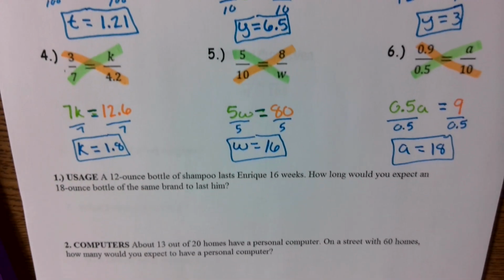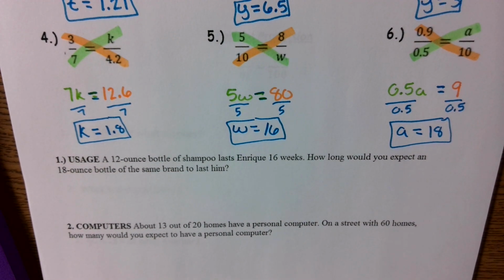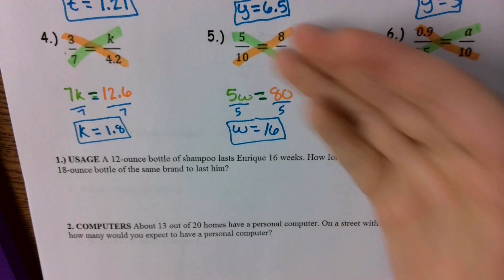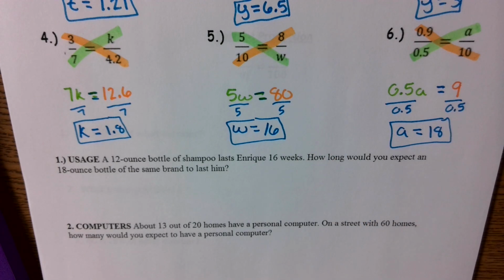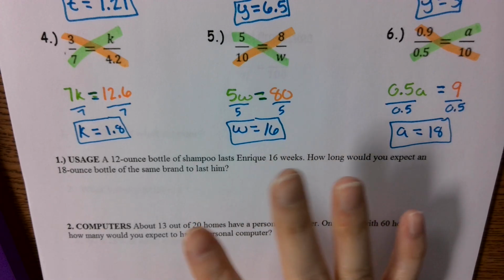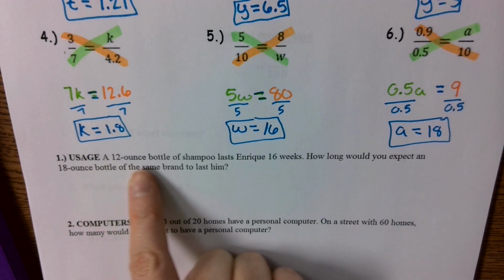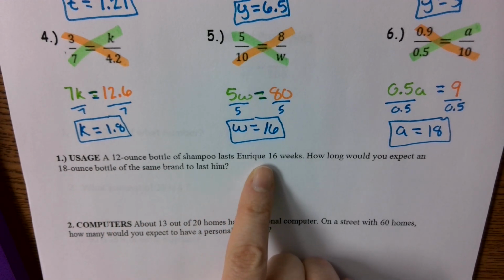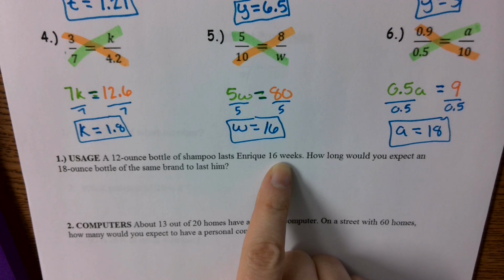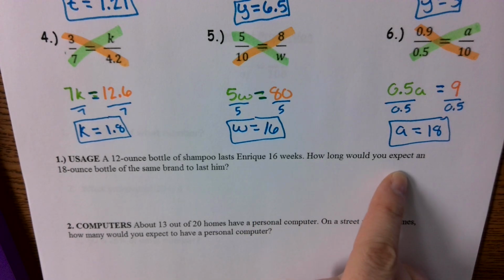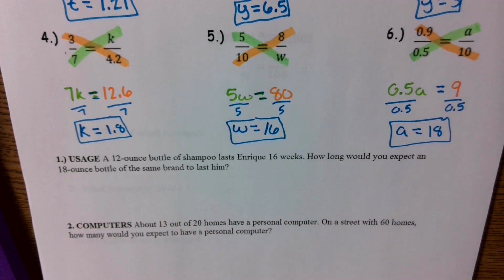All right, taking a look. It's not always just going to be handed to you. They're not always going to tell you, hey, here is your proportion, solve. Sometimes you have to create the proportion from a word problem or scenario. So for problem 1, we have a 12-ounce bottle of shampoo that is going to last Enrique 16 weeks. We want to know how long we are going to expect an 18-ounce bottle of that same exact shampoo, the same brand, to last him.